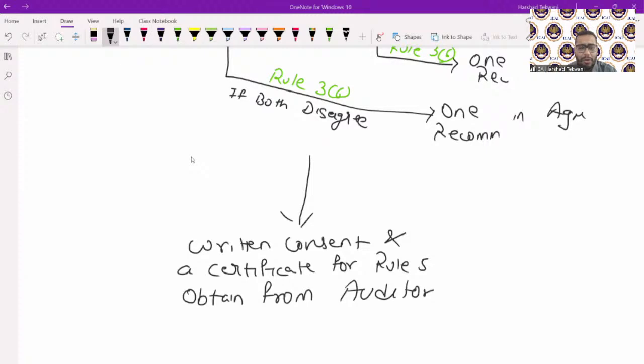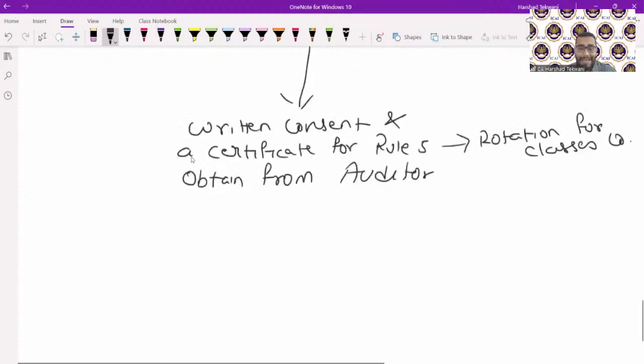Now, what is rule 5 we are talking about? Rule 5 talks about rotation for the classes of company to whom rotation is applicable. It means I am eligible to be appointed as per the provisions of rotation: my tenure has not exceeded two terms in case of a firm, or a single term in case of a sole proprietorship, and from the first AGM to the sixth AGM, not more than that. All those conditions are satisfied. So the rule 5 certificate, as per the provisions of rotation, and a written consent for the appointment will be obtained.